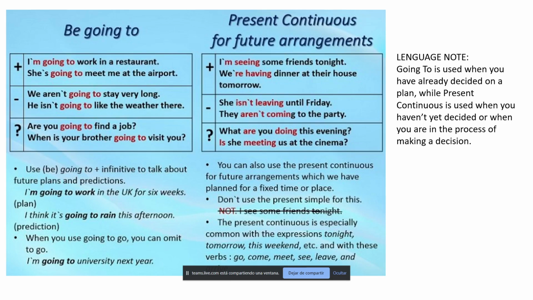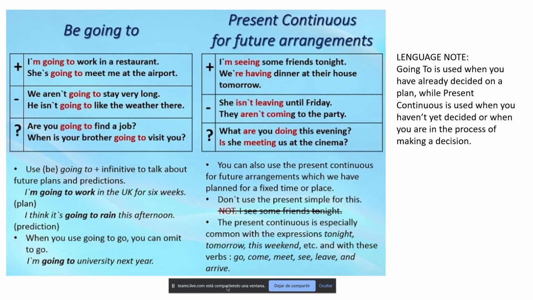Questions, comments? Okay, and the other note says the present continuous is especially common with expressions like tonight, tomorrow, this weekend, etc., and with these verbs: go, come, meet, see, leave, and arrive. Okay, yes, we can use present continuous, and we can use present simple with these verbs when we have a specific time.